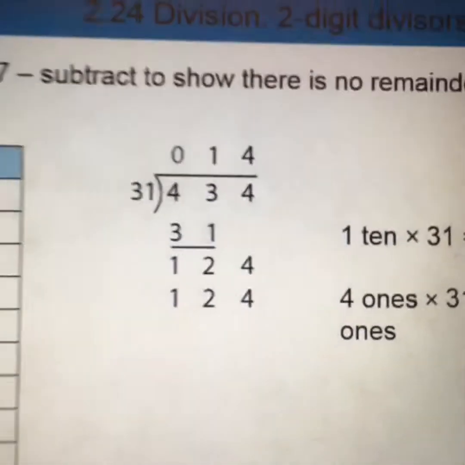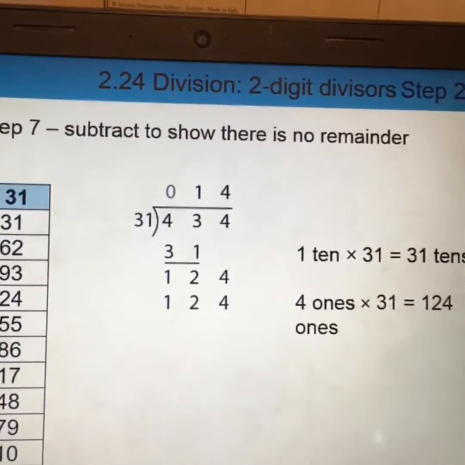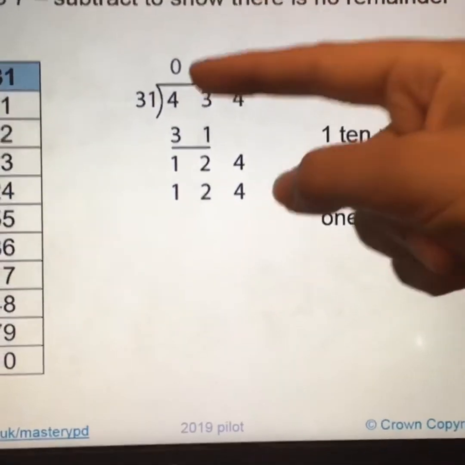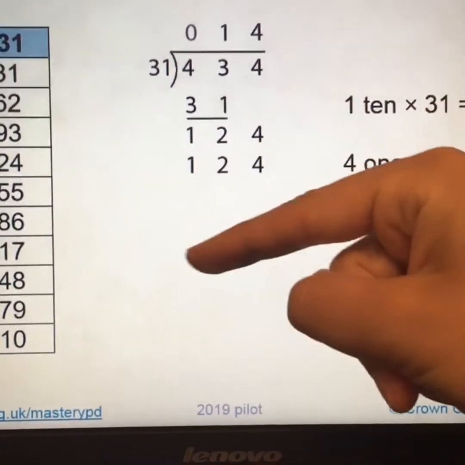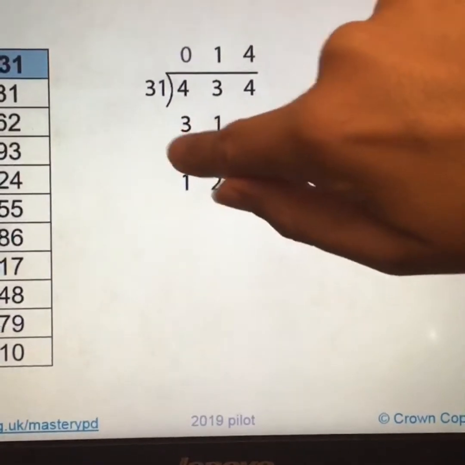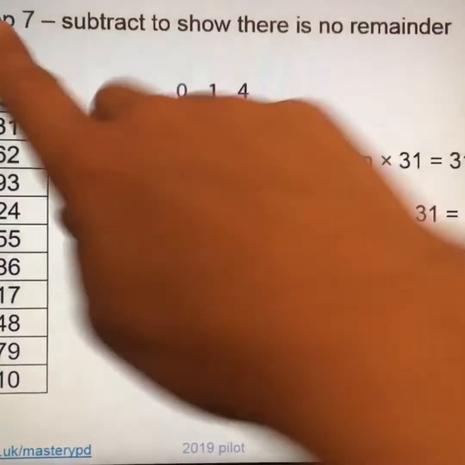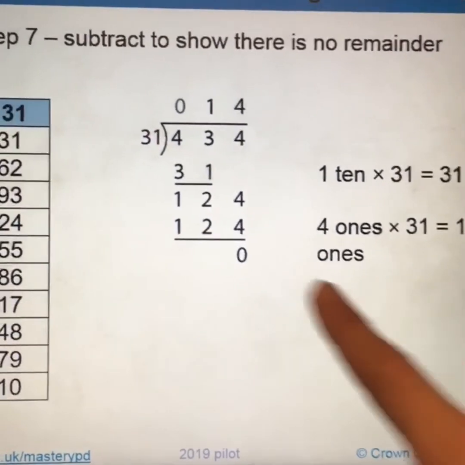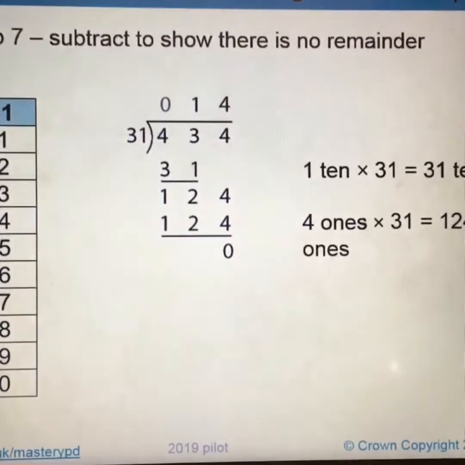Okay, hopefully you can see lots of similarities between these methods. The only thing that's different is that this one lays it out going down the page, and you do a little takeaway to find your remainder. If you subtract them at the end, it shows you there is no remainder, so you can feel confident that there's nothing left over, nothing for me to rename.